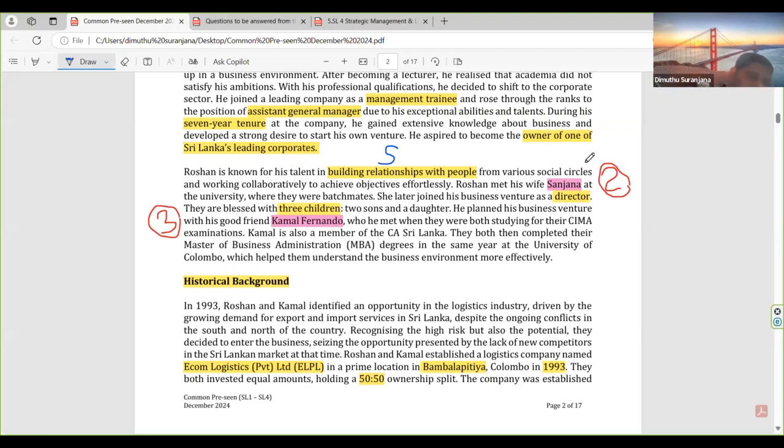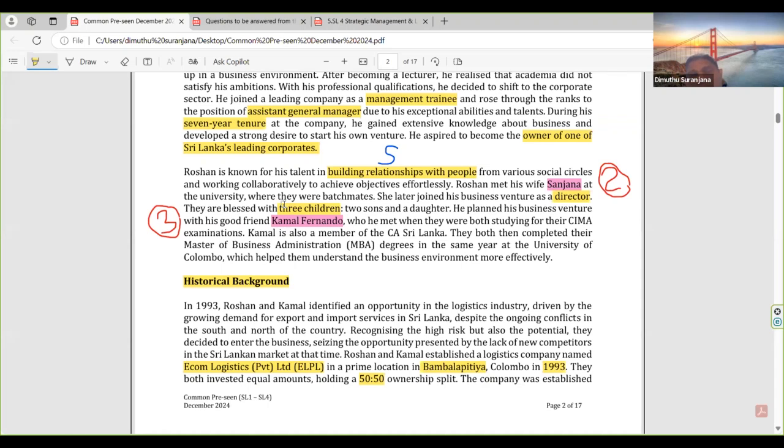Right now, see this. One of the important pieces of information is that they have mentioned that they have three children. But when you go through the remaining part of the case study, there is no information at all about the three children, two sons and a daughter. That indicates that within the unseen, there may be some information relating to them.